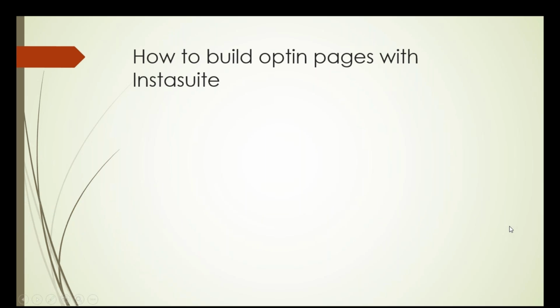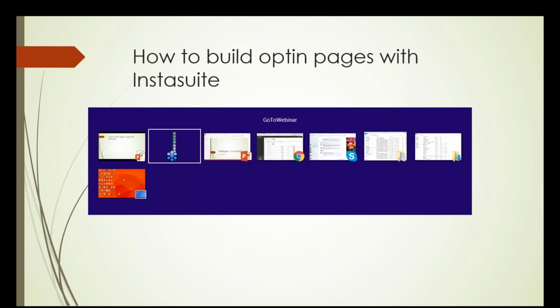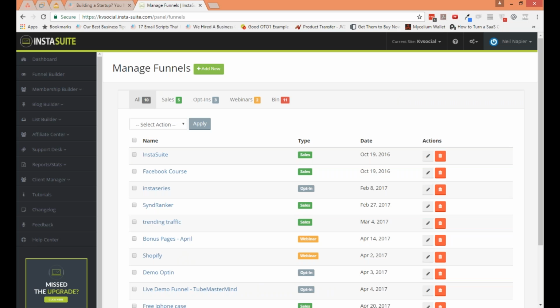So let's talk about the funnel builder part of InstaSuite. In this case specifically, how to build opt-in pages with this platform. Now, as I mentioned, this part of the platform is perhaps the most significant and also perhaps the most used, because I'm confident here that even if most people won't use any other part of the platform, at least 80% will use the funnel builder, for the simple reason that for anything that we sell or offer online, we need some kind of a funnel.